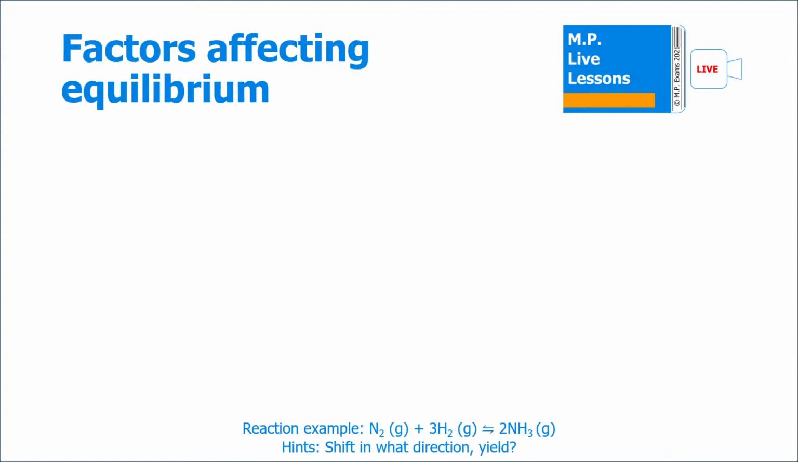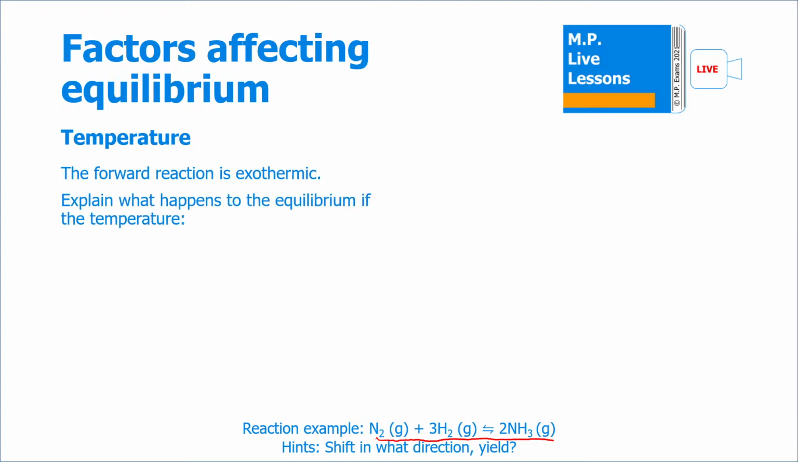Now, I've got an example at the bottom here, which is familiar to those who take triple science. So nitrogen reacts with hydrogen to form ammonia. Now, one factor you need to know that affects equilibrium is temperature. So I'm going to tell you right now that the forward reaction from left to right is exothermic. Now, explain what happens to the equilibrium if the temperature increases.